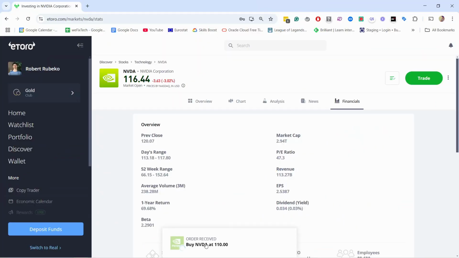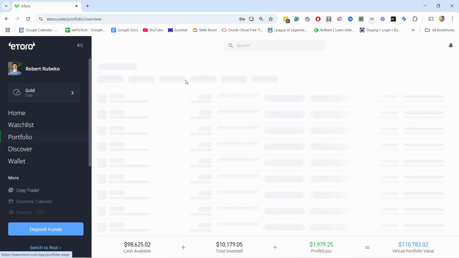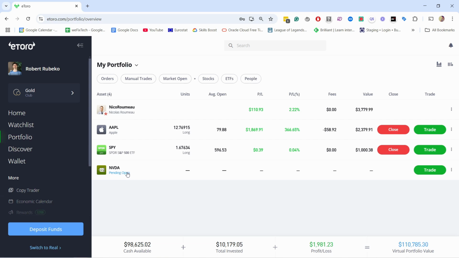There you go. Now, order received. And notice how here we have the NVIDIA, and it's now in our portfolio, I think. Let me check where it is. Yes, here, pending open. This means it's just gonna wait until, first of all, the market is open.